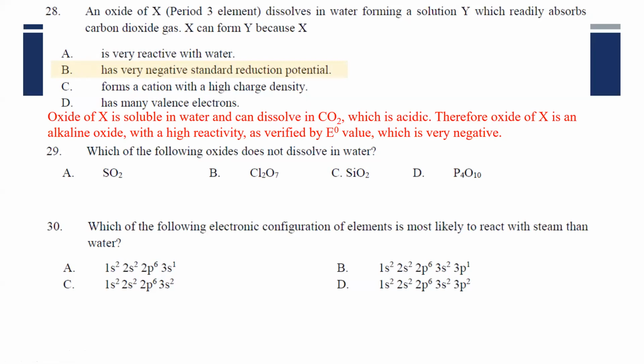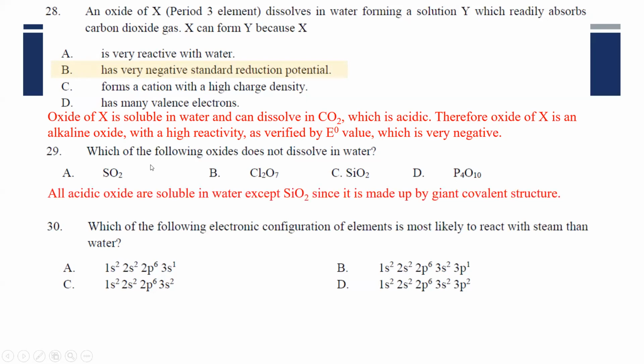Okay, number 29. Which of the following oxides does not dissolve in water? Very obviously, the one that does not dissolve in water is silicon dioxide because it has a giant covalent structure. SO2 when dissolved in water will form SO3. When this one is dissolved in water, you form HClO4, and P4O10 dissolved in water forms H3PO4. So that is for number 29.